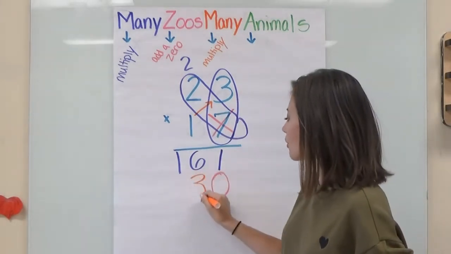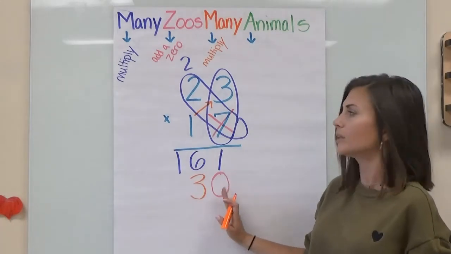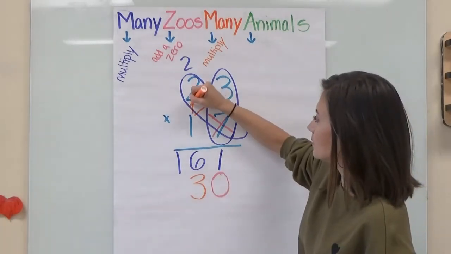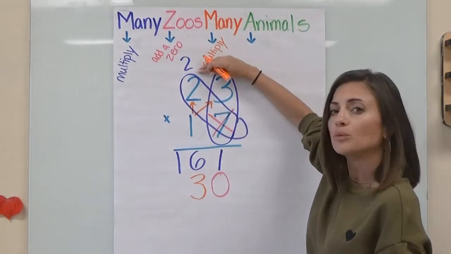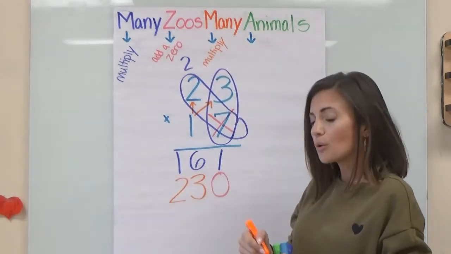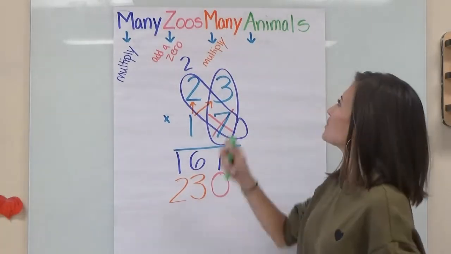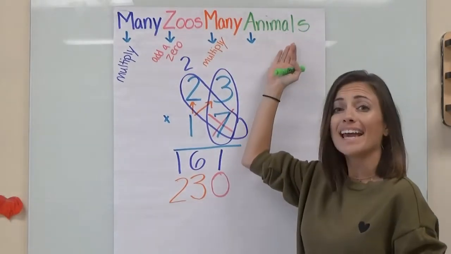That gives me 3. Notice how my answer starts right here because this 0 is here. And then I multiply 1 times my tens column, which is 2. 1 times 2 is 2. So I've finished my multiply step of many zoos, many animals. So my final step is the animals.